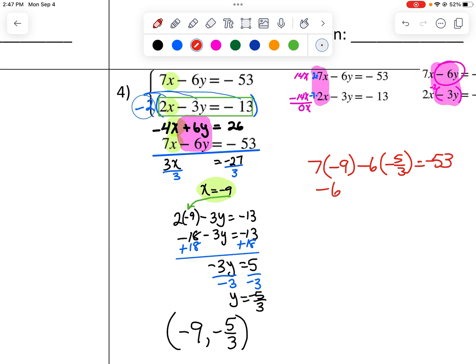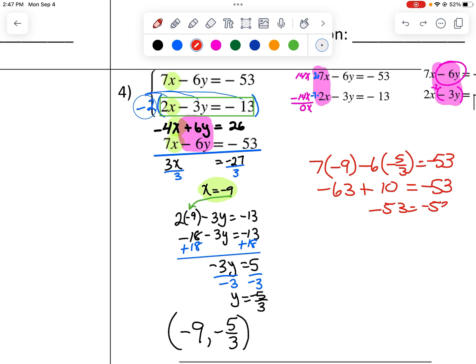Well, this is negative 63. This would be positive 10. And that would equal negative 53. So negative 53 equals negative 53. So yay, it worked in the first equation.